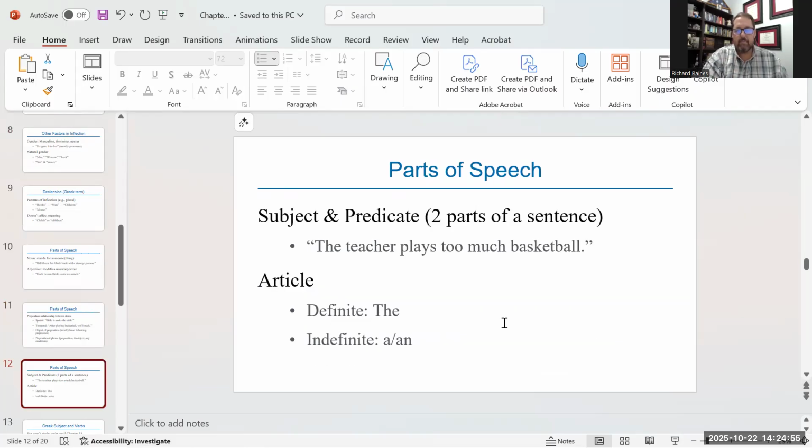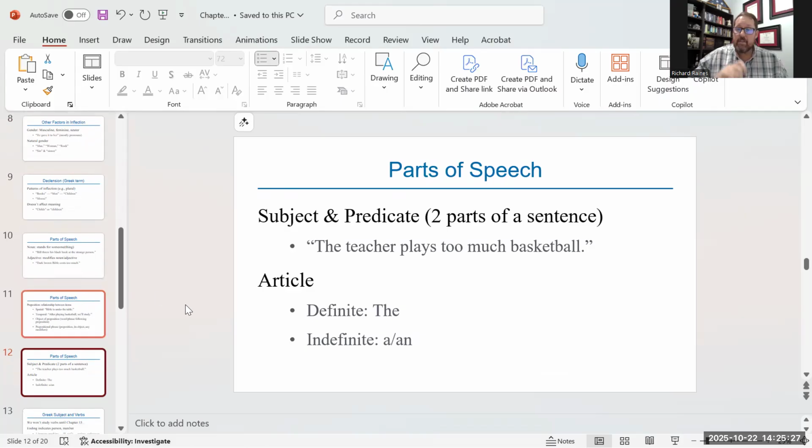Seems very elementary here, but you have to remember when it comes to a sentence, you have two parts of the sentence, a subject and a predicate. The teacher plays too much basketball. The teacher would be the subject, and plays too much basketball would be the predicate. So essentially, if you're trying to define the subject and the predicate of a sentence, the subject would be what the sentence is about, and the predicate would be everything else. So subject and predicate. And then in English and also in Greek, you have the articles. You have a definite and an indefinite article. The definite article is always "the."